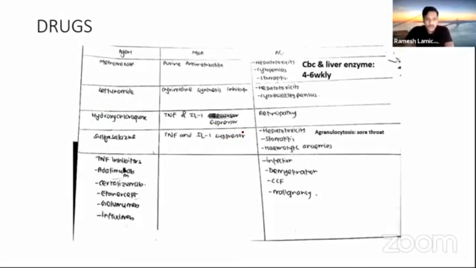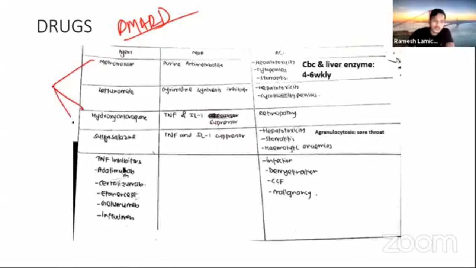So what are the disease modifying anti-rheumatic drugs? DMARD কি কি আছে আর এর side effect কি কি, এটা তোমাকে জিজ্ঞেস করবে. So we usually have to give treatment with the methotrexate, hydroxychloroquine, and sulfasalazine, right? Let me first discuss this first. So methotrexate, one main side effect is that it is hepatotoxic. Okay, the methotrexate is a hepatotoxic drug, so we have to check liver enzymes every 4 to 6 weeks.